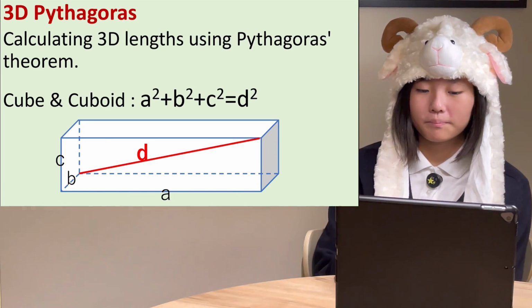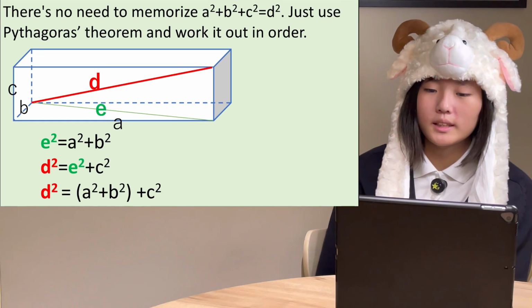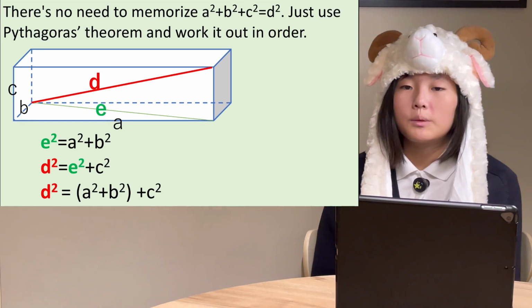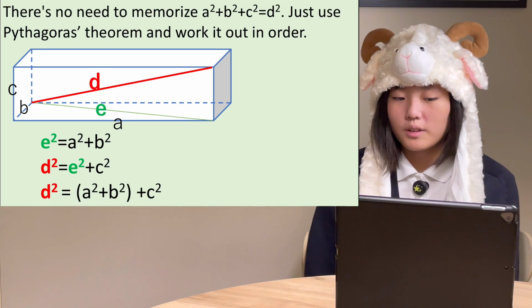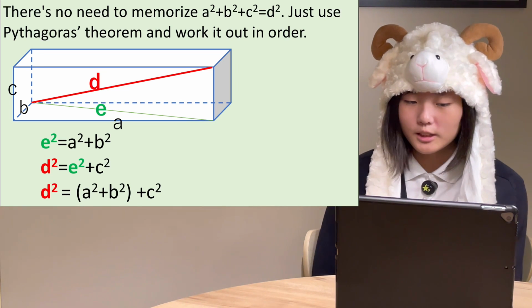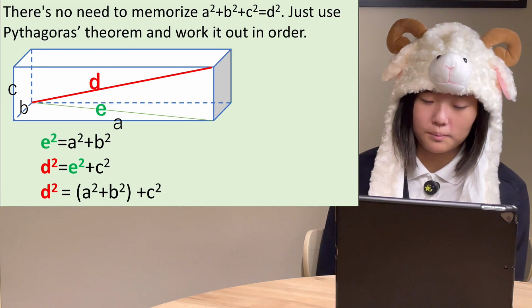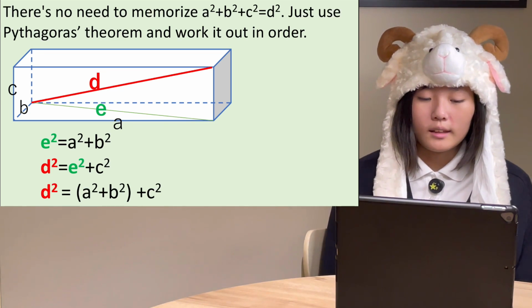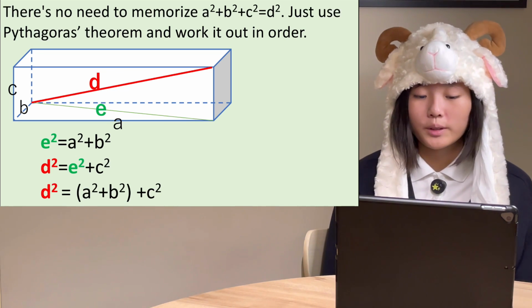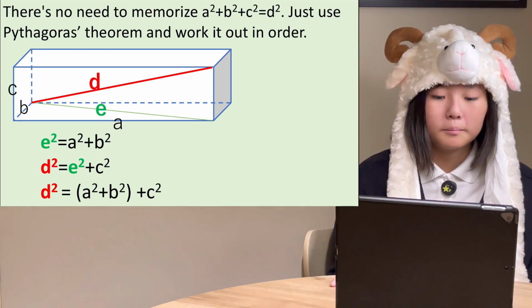equals d squared. There's no need to memorize a squared plus b squared plus c squared equals d squared. Just use Pythagoras' theorem and work it out in order. E squared equals a squared plus b squared. D squared equals e squared plus c squared. And d squared equals brackets a squared plus b squared plus c squared.